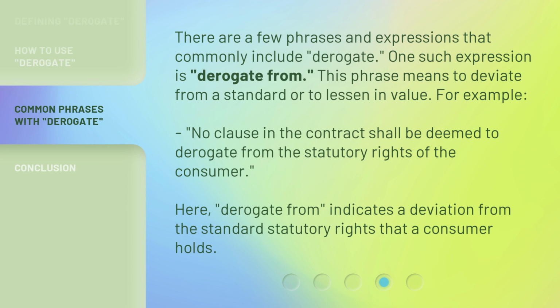There are a few phrases and expressions that commonly include derogate. One such expression is derogate from. This phrase means to deviate from a standard or to lessen in value. For example, no clause in the contract shall be deemed to derogate from the statutory rights of the consumer. Here, derogate from indicates a deviation from the standard statutory rights that a consumer holds.